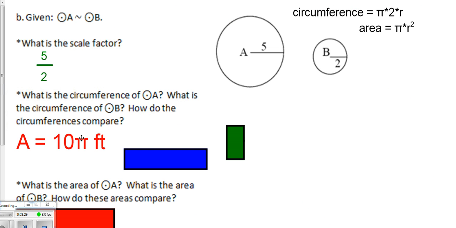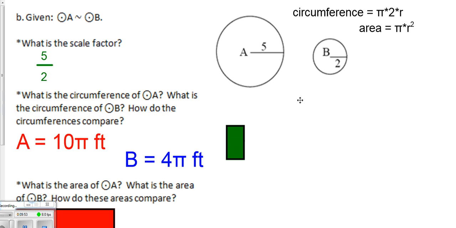That's going to be 10 pi feet. We're going to leave it in terms of pi, so we don't have to get the decimal numbers, but it's 10 times pi feet all the way around. 5 times 2 is 10, times the pi, all the way around. Same thing, circumference of B, 2 times 2 times pi, 4 pi feet all the way around this one.